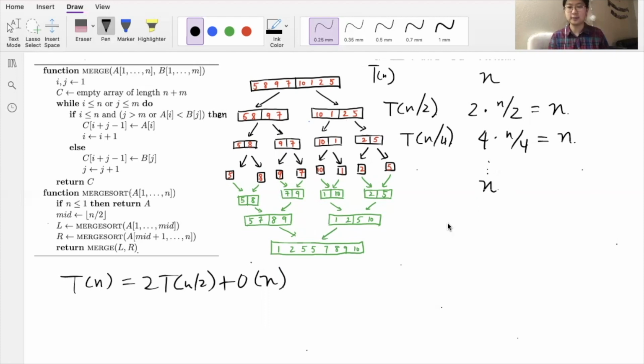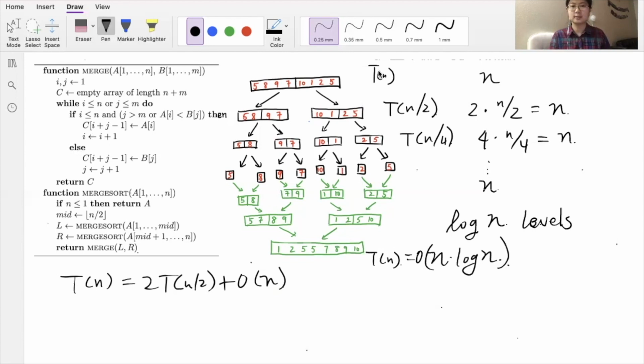You can see this by asking, how many times do I need to divide by 2 repeatedly so I get down to 1? This is log of n. So there are log of n levels, and at each level we're doing n work. So we have n log n as the runtime of our program, merge sort.